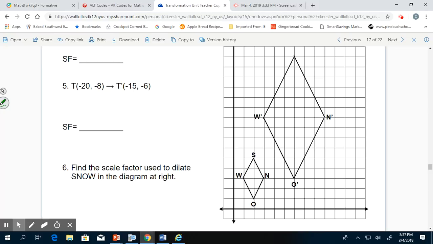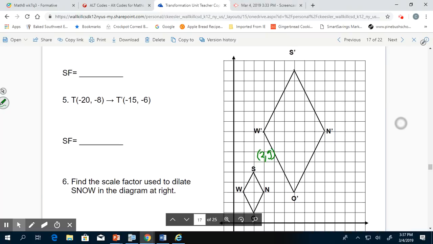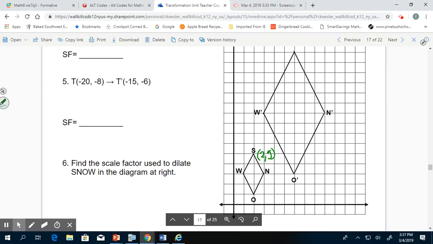So now for number 6, we have the graph. We don't have the coordinates. So we want to compare the coordinates here. I know S is at 2, 5. And I know that S prime is way up here at the top. It's not showing in my graph, but S prime is at 2, 4, 6, and then 2, 4, 6, 8, 10, 12, 14, 15. So 6, 15.